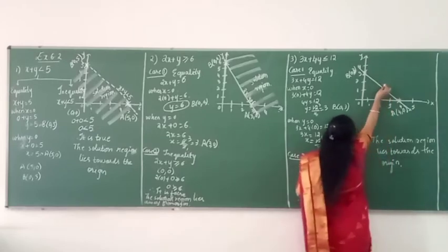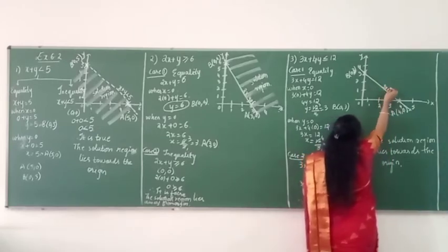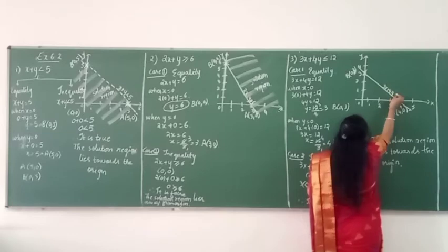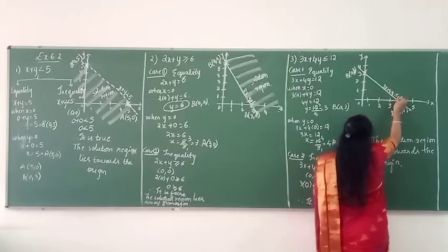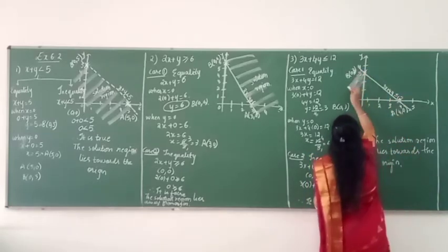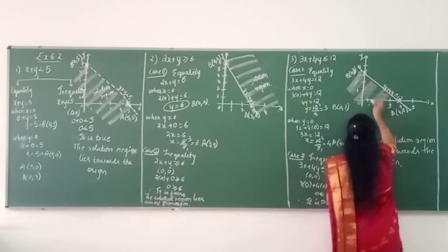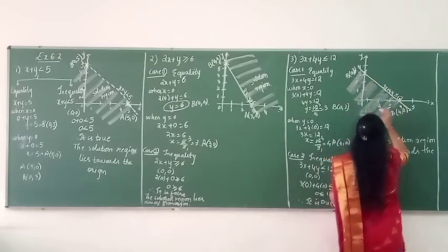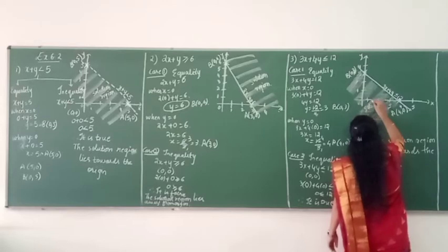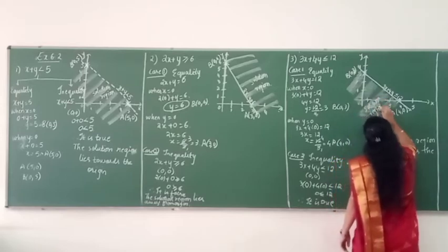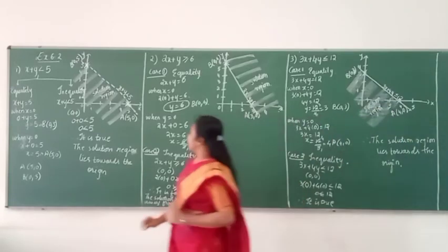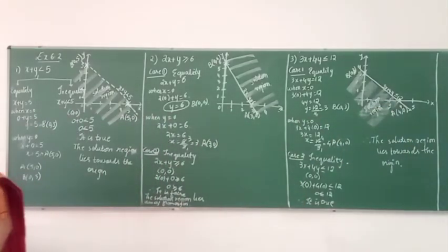What we have in inequality? 3x plus 4y is less than or equal to 12. So this is nothing but your solution region. Hope it is clear for you? That is the first problem, the second one as well as the third one, which I have done on the board. Now we will be moving on with the next problems.